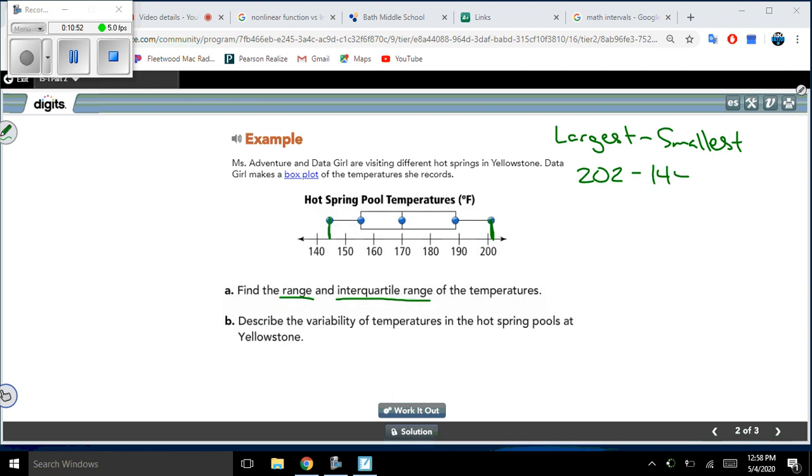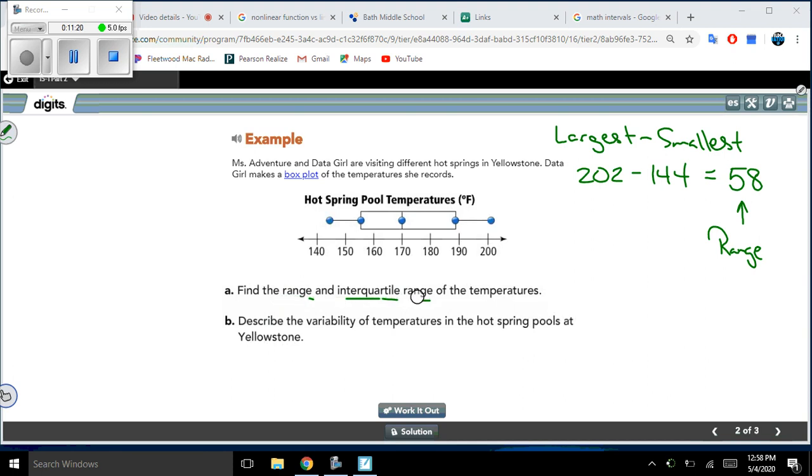All right, so we should be pretty close here. So 202 minus 144 is about what, 158? No, 58. So our range is 58, we think. We're pretty close to that. Should be somewhere in that neighborhood. Hard to get specifics because of the way it's set up.